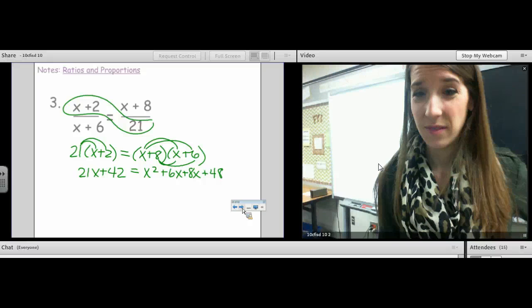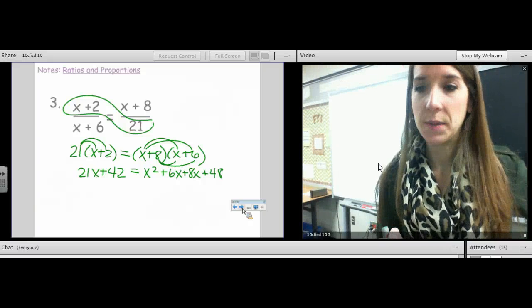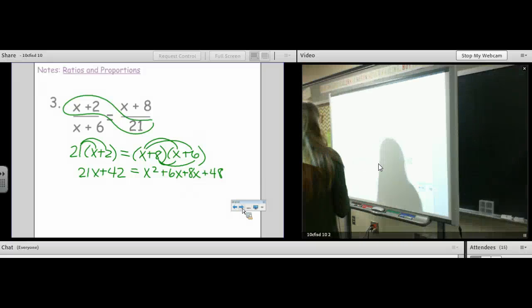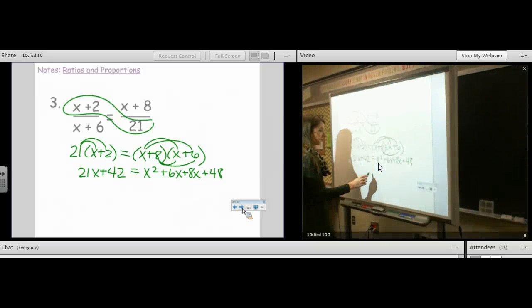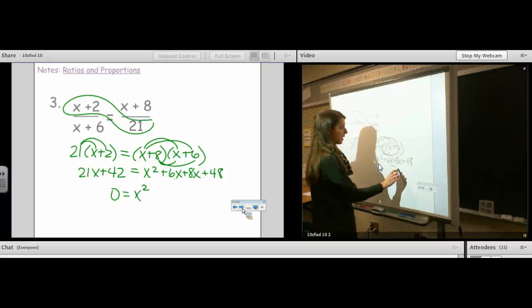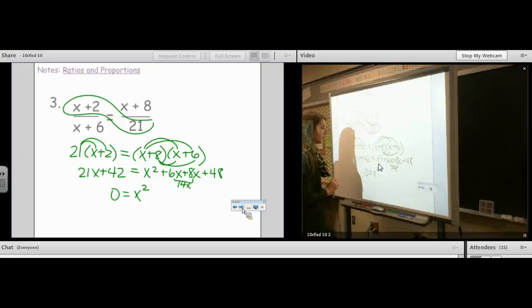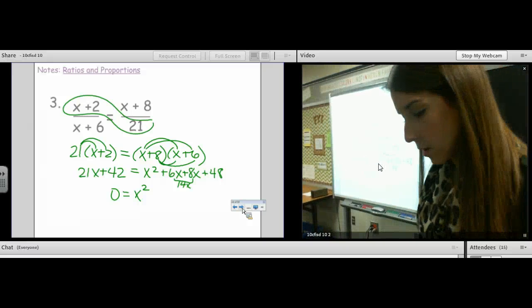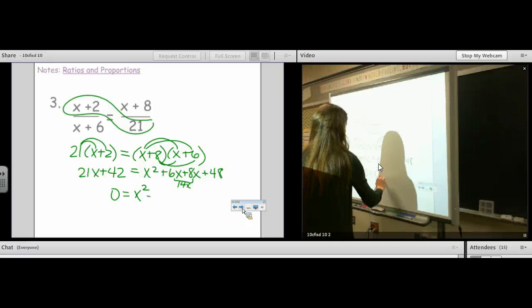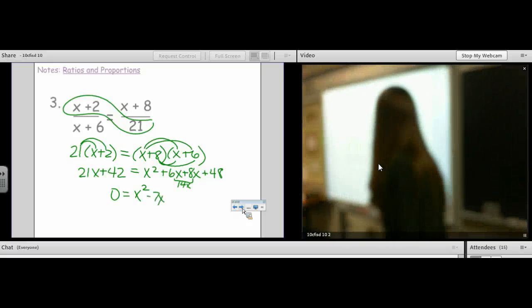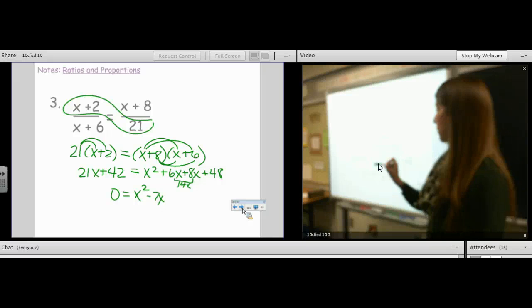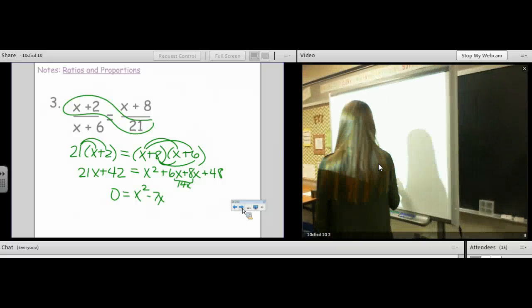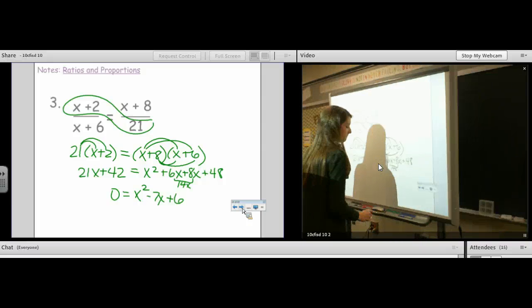That's ugly. It's looking like a quadratic, so we need to make sure that we set it equal to 0. We always set quadratics equal to 0. So 0 equals x squared. Let's see, here I had a 14x. And then I'm going to subtract a 21x because I need to bring it over. So we'd have minus 7x. And then we've got 48, and we need to subtract 42 because we need to bring it over. So, plus 6.